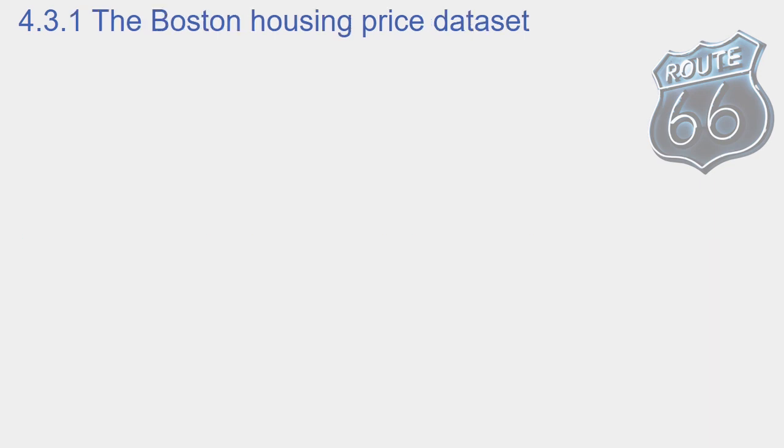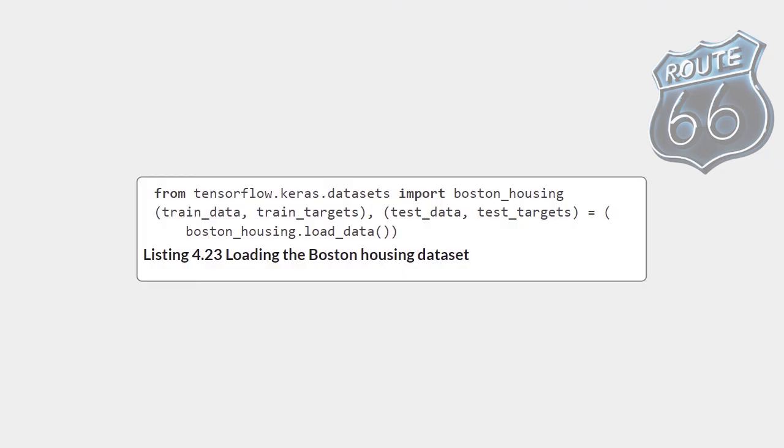Section 4.3.1. The Boston Housing Price Dataset. In this section, we'll attempt to predict the median price of homes in a given Boston suburb in the mid-1970s, given data points about the suburb at the time, such as the crime rate, the local property tax rate, and so on. The dataset we'll use has an interesting difference from the previous two examples. It has relatively few data points, only 506, split between 404 training samples and 102 test samples.